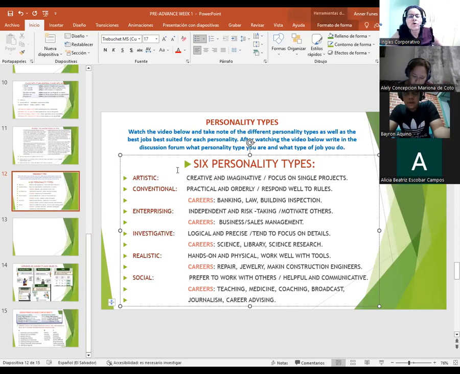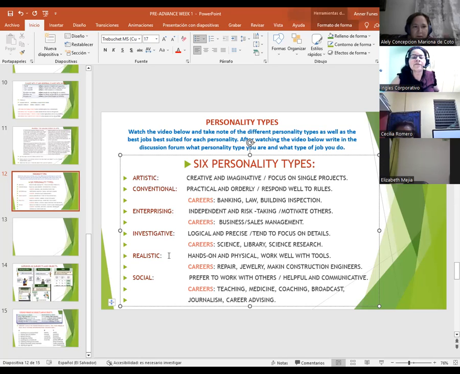Now, I ask you, what is your favorite personality type? Investigative. Yes. Why? Artistic, yeah. What about Aleli? What is your answer? Enterprising. Why? Independent, and the business is sales management. Yes, because they are independent and risk-taking, and they motivate others. It's nice, this personality. Yes, I have my business on light sport equipment for martial arts and I identify with enterprising. Oh, excellent.